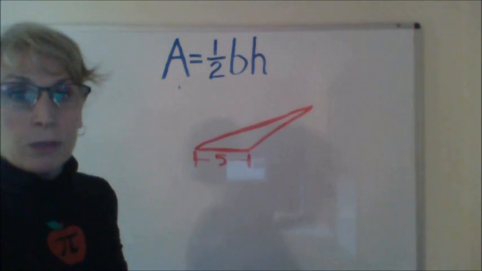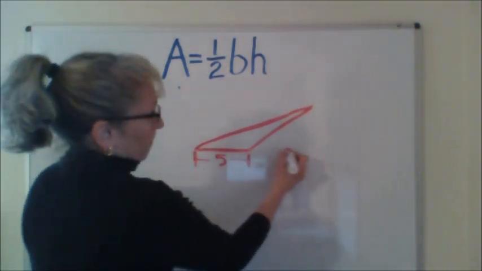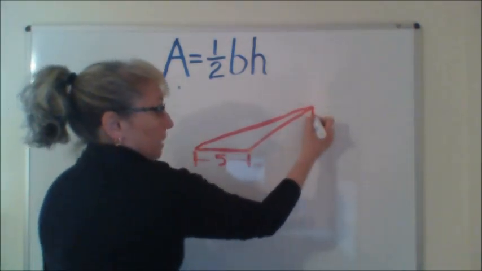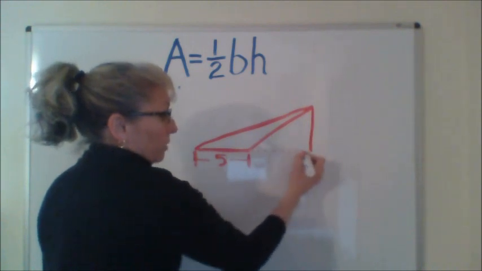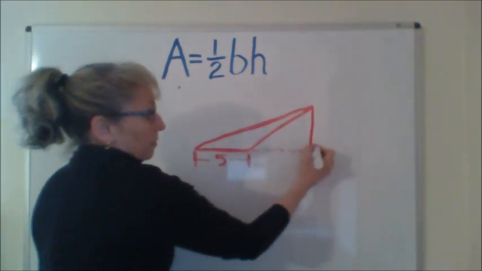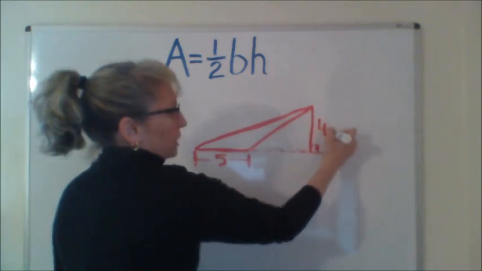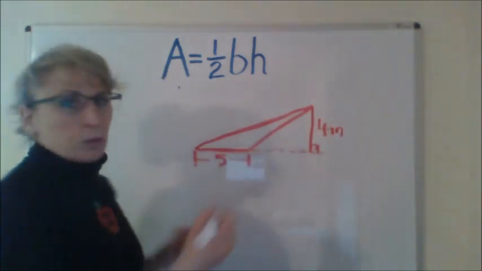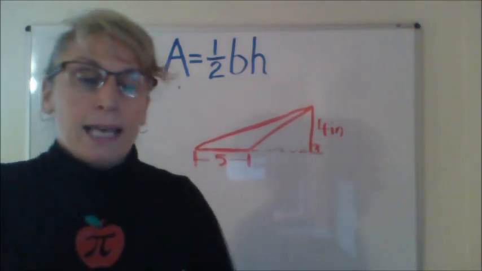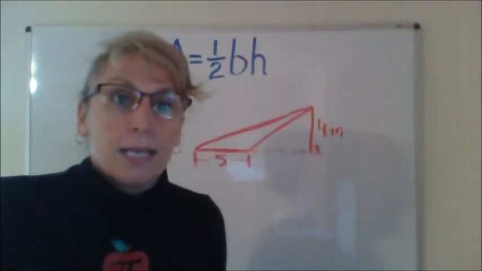Now the height we would measure from the top highest point straight down to where the base would be carried out to there. So I would measure this here, and this looks like it would be about 4 inches. So 5 times 4 is 20. Half of that is 10, and that's how you would find the area of that type of triangle.